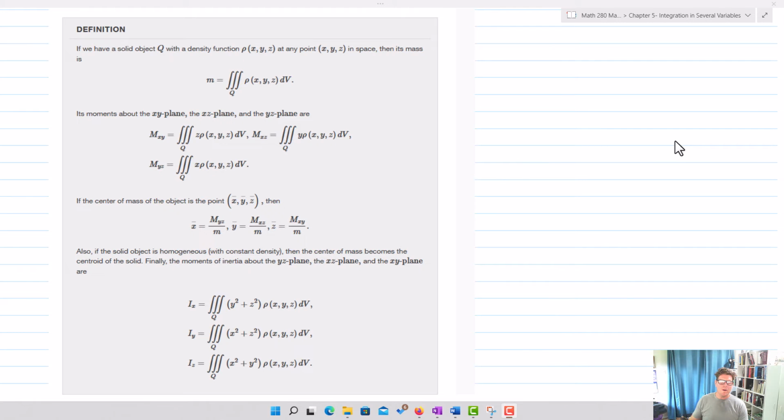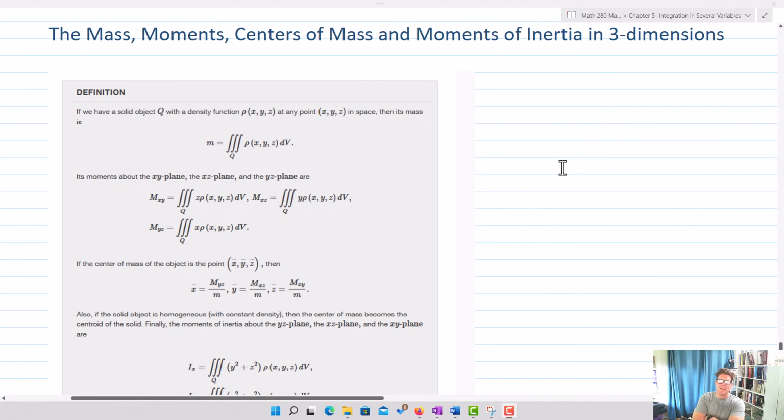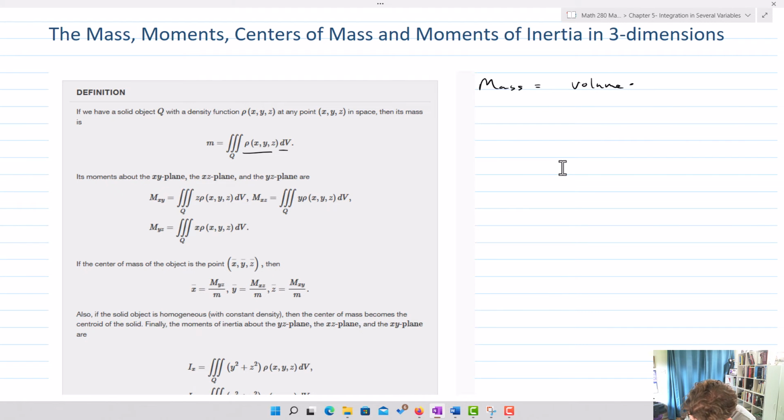All right, so let's now take a look at the mass moments, centers of mass, and moments of inertia in 3 dimensions. Now we're looking at volumes that don't necessarily have constant density. Again, the mass of a region is going to equal the volume times the density, which is the one we're probably more associated with because we live in 3 dimensions, volume times density.